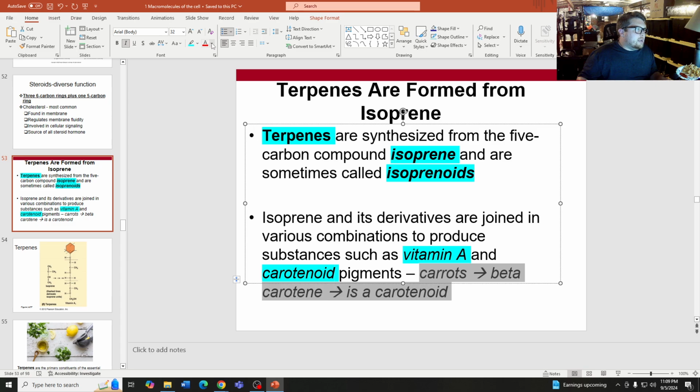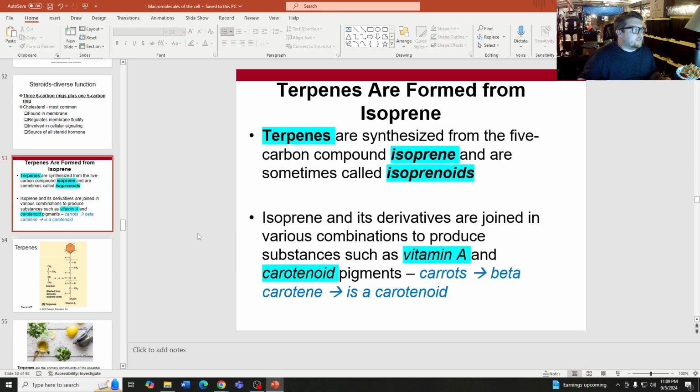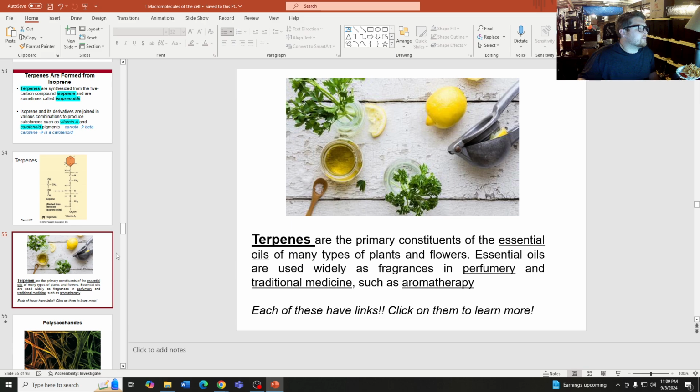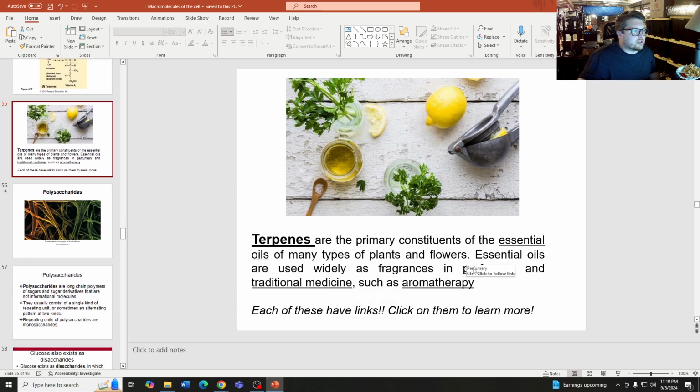We will dive deeper into all of this terminology in the future. This is just the general stuff. And here is just that general vitamin A, isoprene, know those words. Terpenes are the primary constituents of the essential oils of many types of plants and animals. Essential oils are used widely as fragrances in perfumery and traditional medicine, such as aromatherapy. Each of these has a link to it. You don't need to click on each of these links. It's just that some of them lead to some pretty cool research and some pretty good studies.